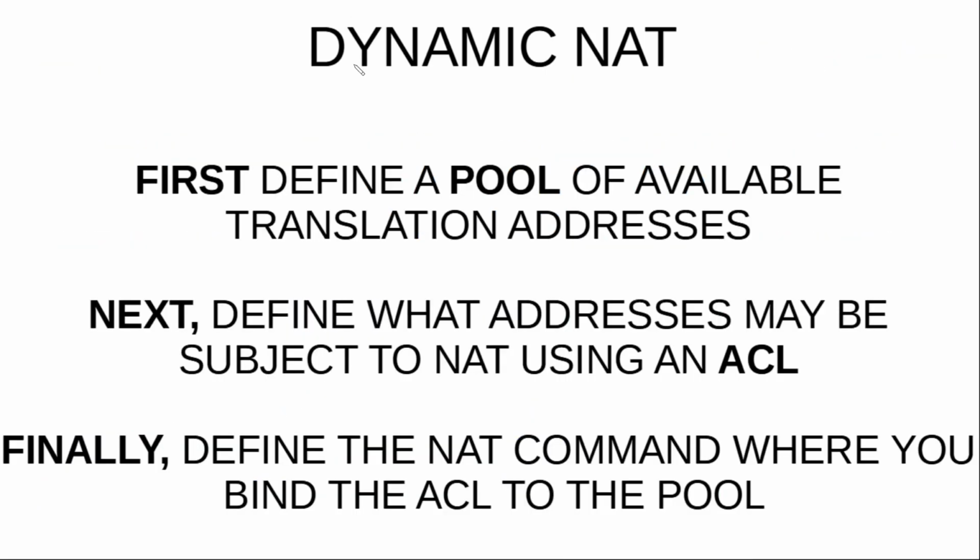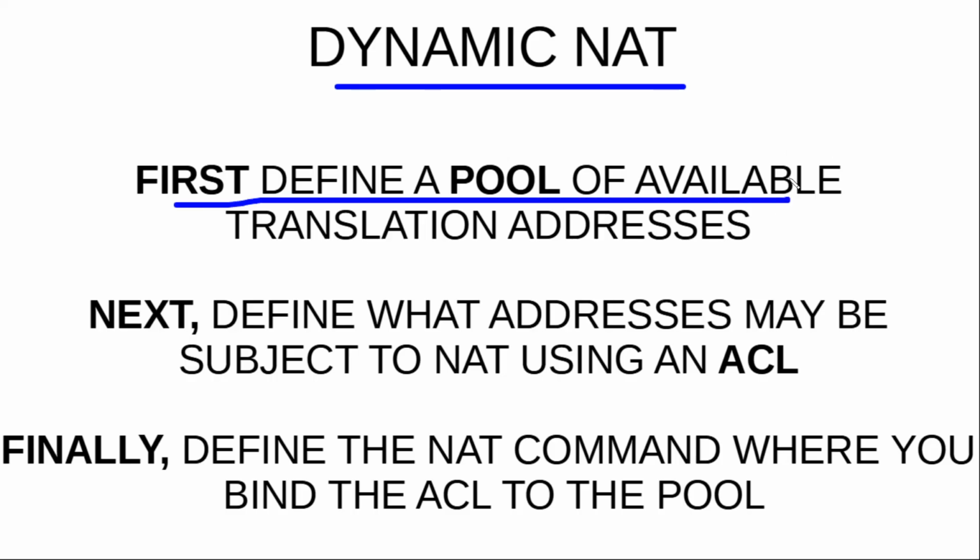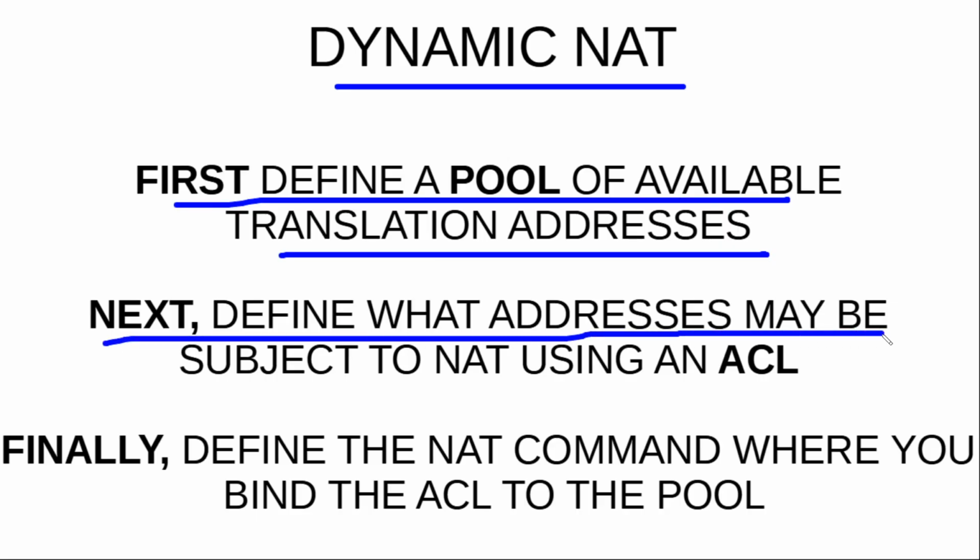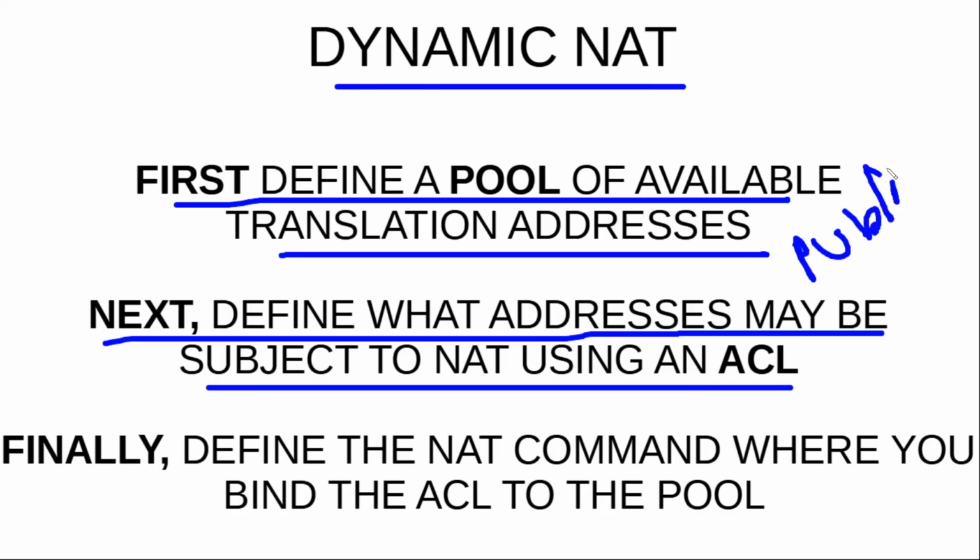So in order to configure dynamic NAT, you will first define a pool of available public IP addresses, for instance. Next, you will define what addresses may be subject to NAT using an ACL. So this will be your public IP address pool. And then you will define what private IP addresses are able to use this pool. And then you will finally define the NAT command that connects this ACL to this pool.